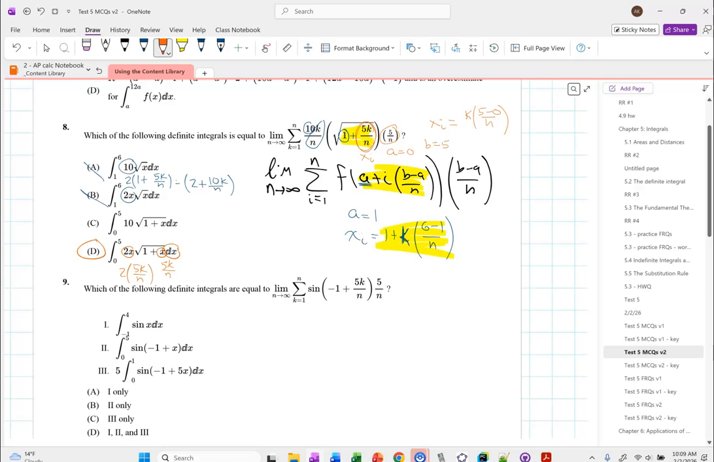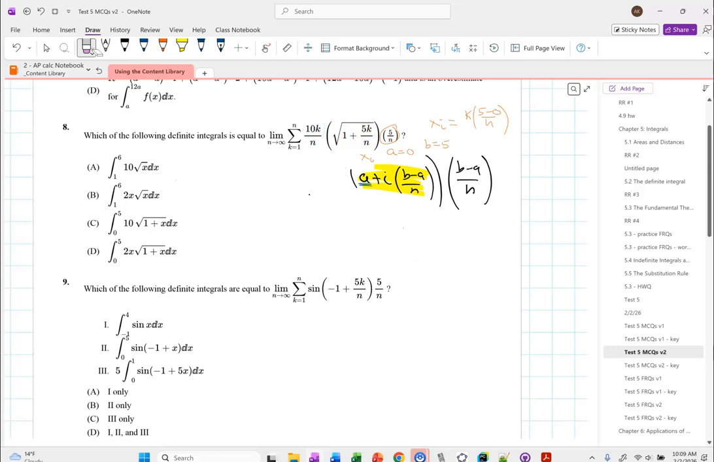Is that okay with everybody? The other way of approaching this that maybe is easier is, what if we did this? The other way you could do this is start with your answers.